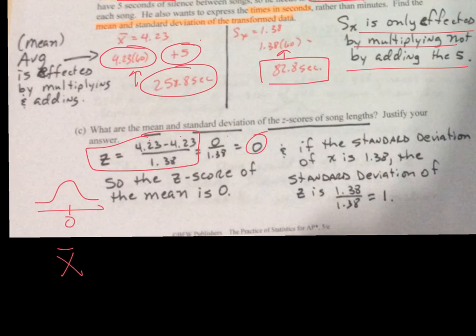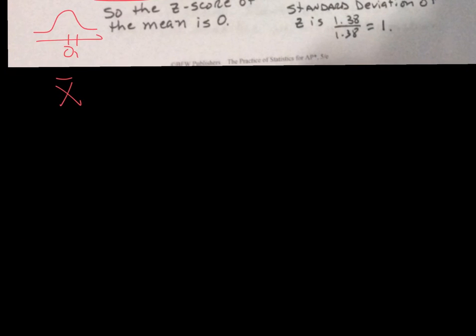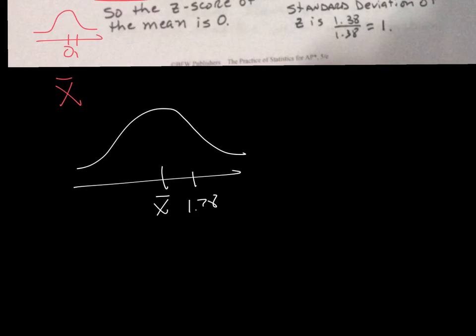Then you have one standard deviation. So your standard deviation is going to stay the same. So if you have a standard deviation of 1.38, well, that's going to be a standard deviation of 1. So basically, when you draw the graph, what that's going to look like is this. If you have two graphs, okay, if this is your x-bar, and then your first standard deviation is 1.38, what it wants to know is, what does it look like when you convert them to the z-scores?